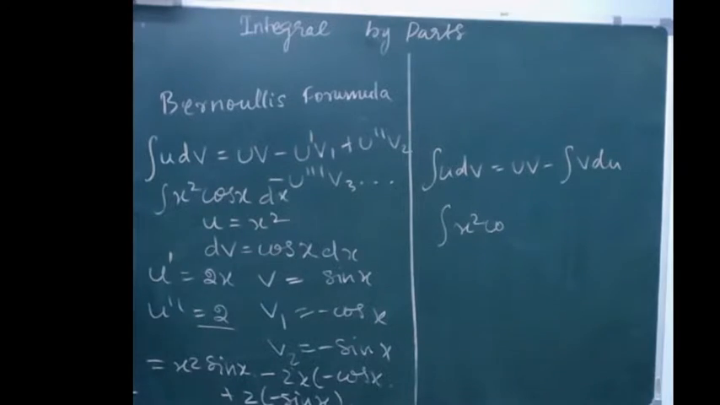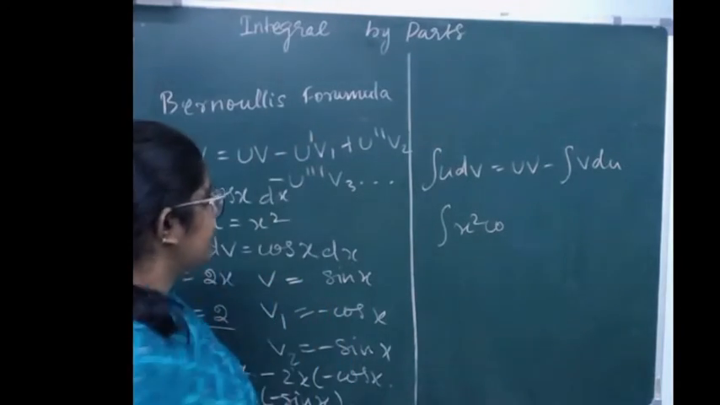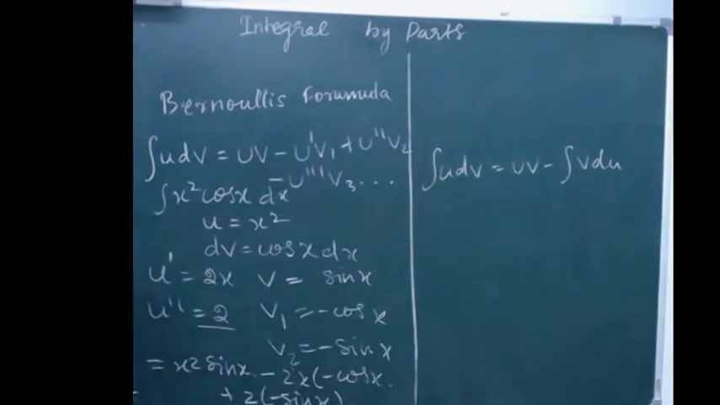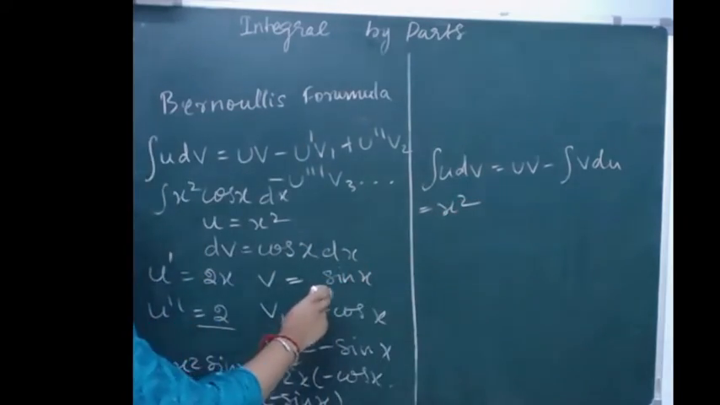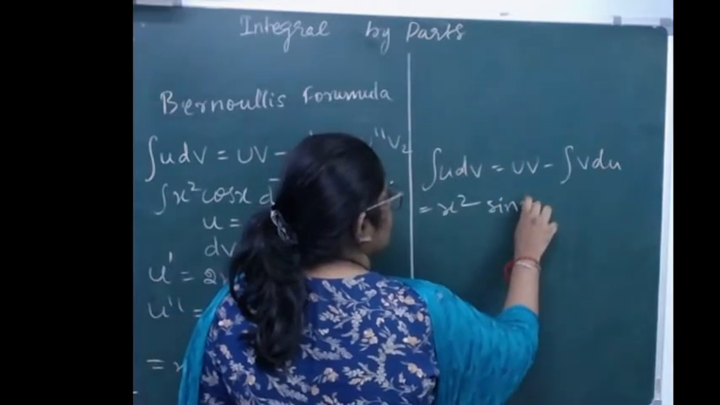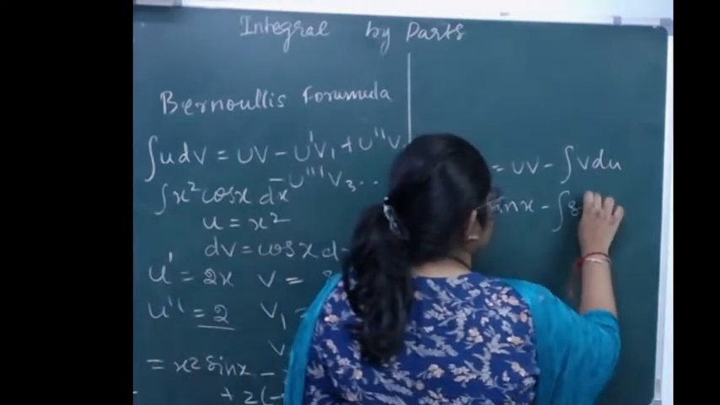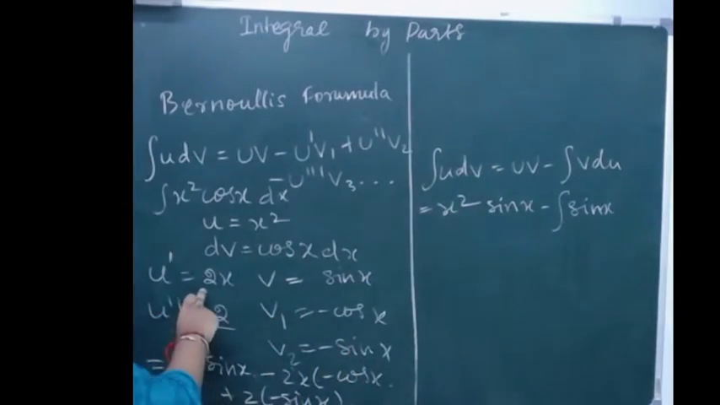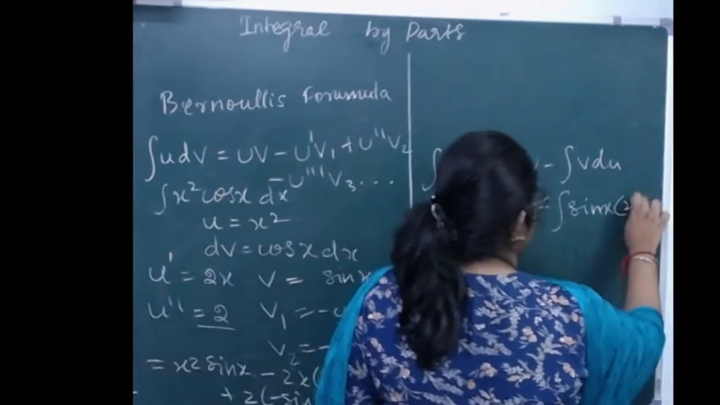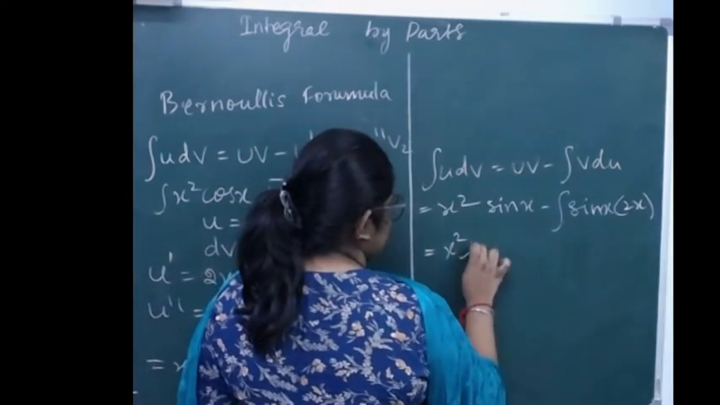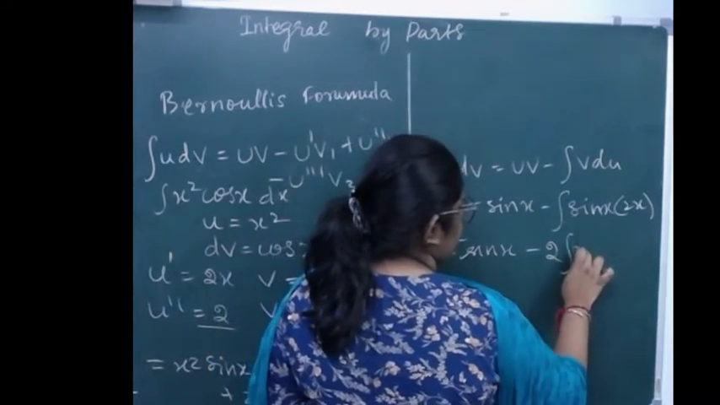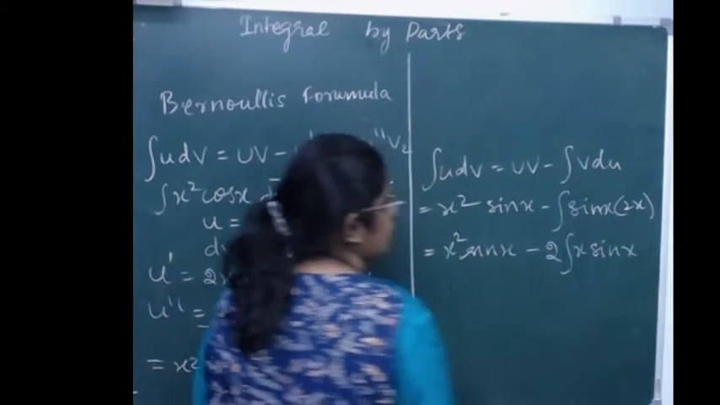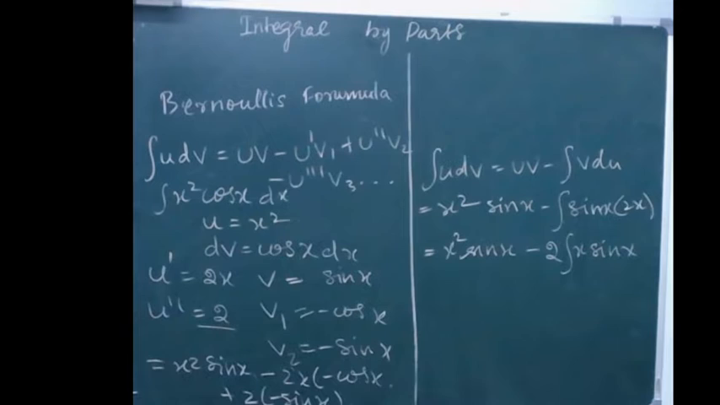You can adopt this formula. By adopting this formula, we will get first is u. I'll take the substitution as such. So u is x square, v is sin x, minus integral of sin x, du is u dash, that is 2x. X square sin x minus, we can take this constant 2 outside, and we will get integral of x sin x. And we can solve this by integration by parts, and we will find the final answer.